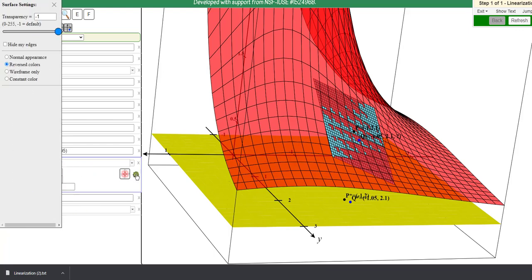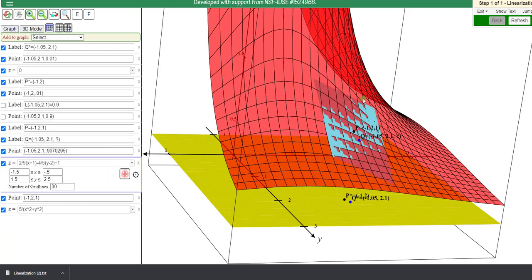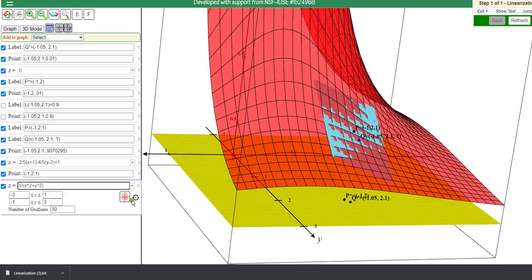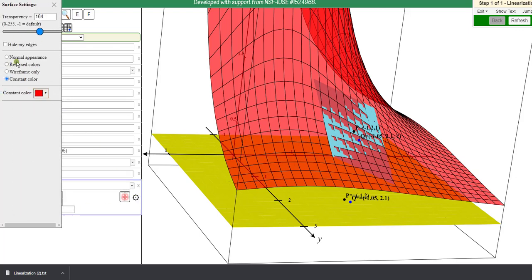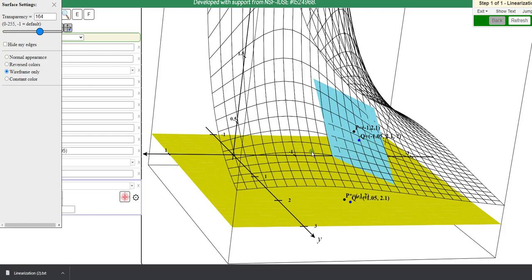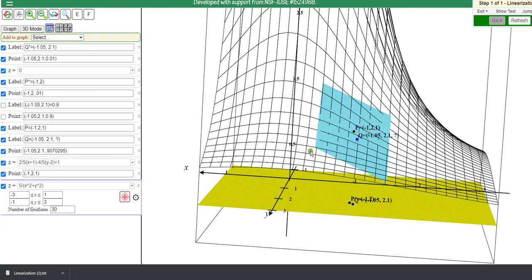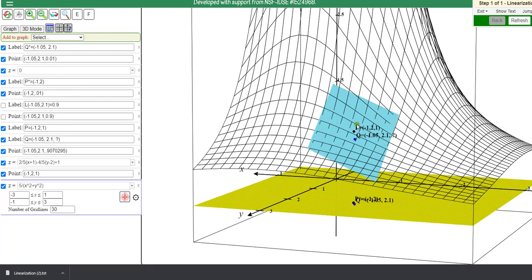The first thing I'm going to do is change this to hide the edges. That would make that a little easier to see. So now it doesn't have all the coordinates. And then the next thing I'm going to ask it to do is, let's go back to the graph of the function and let's get rid of the color. So we'll just do the wireframe only. So now you can see that we've taken our point P and we've constructed this blue tangent plane about it.